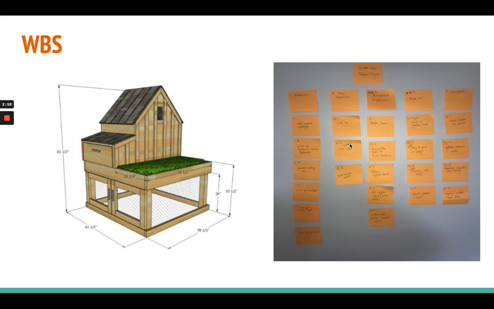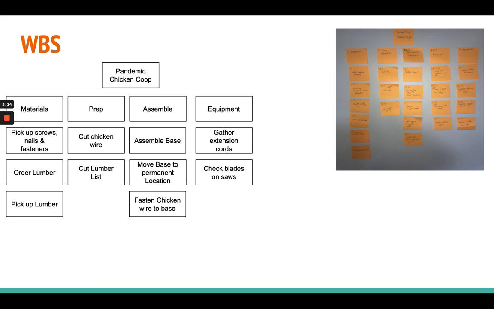Now, in work breakdown structure, you're really just pulling your activities into different categories. You're not thinking about actually when those activities take place. But in the network diagram, you are. And so the first thing I needed to do when I was looking at the work breakdown structure, and now just pretend that these are Post-its, I thought this is too hard to see, so I've built my Post-its in the computer program. The first thing I'll do is take out any headings. So the headings for pandemic chicken coop, materials, prep, assemble, and equipment, they're all gone. I just stick with activities.